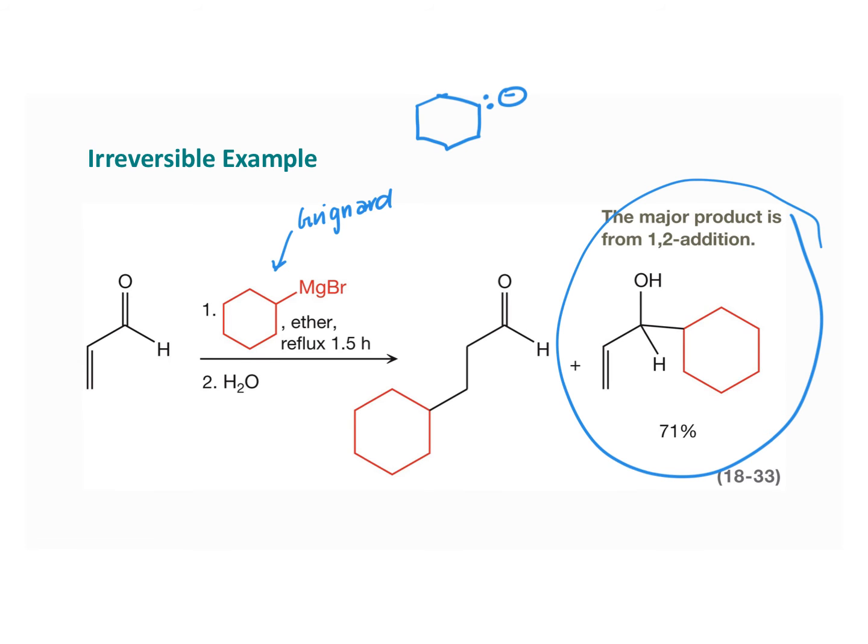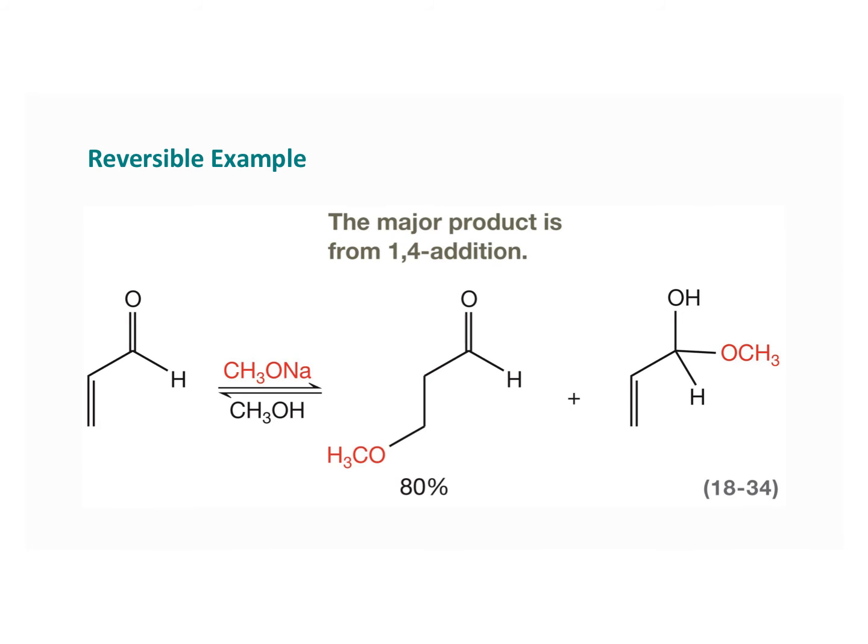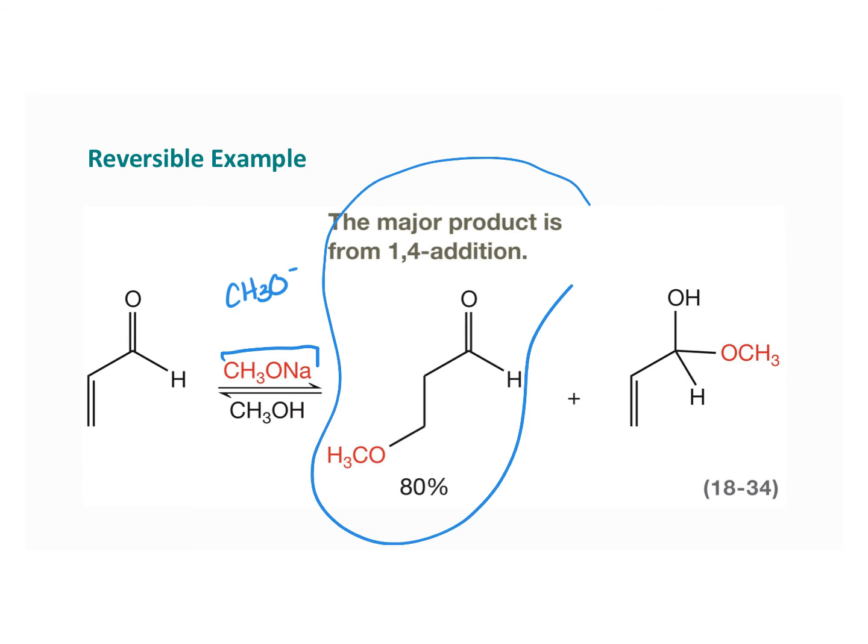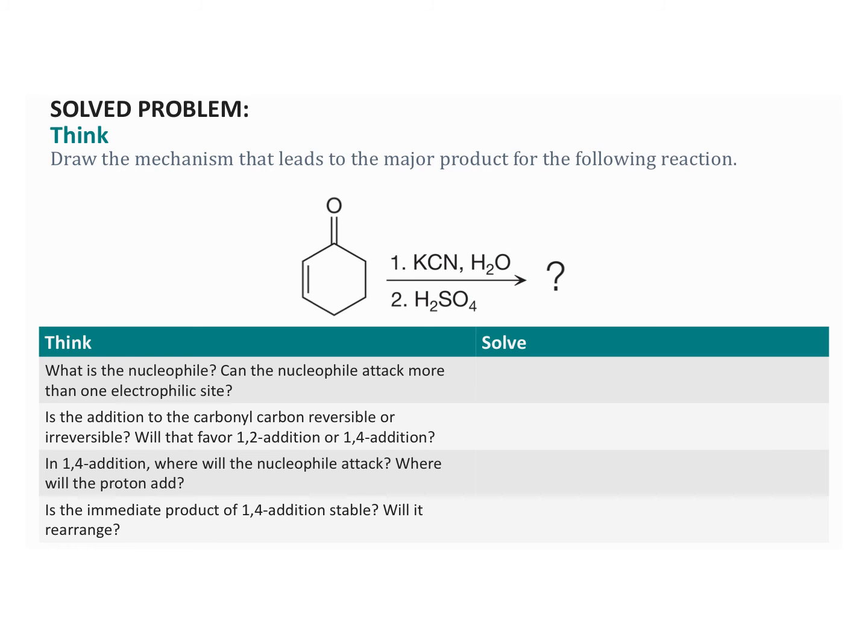Now, on the other hand, if we look here, if we take away the sodium, which is a spectator ion, this is CH3O minus, and that adds reversibly. So the major nucleophilic addition product is from a conjugate addition. So it's that 1,4 addition product. That's what we see.